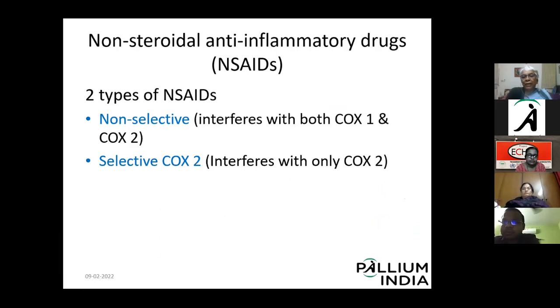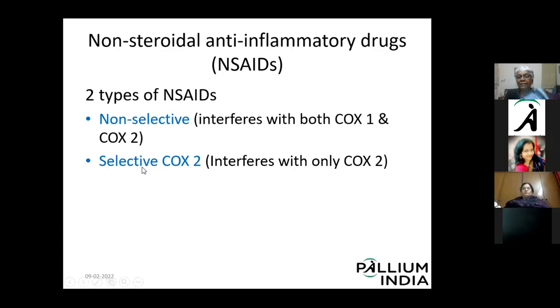So non-steroidal anti-inflammatory drugs are of two types. One is the non-selective NSAIDs, which interfere with both COX-1 and COX-2. Whereas you also have the selective COX-2 inhibitors, which interfere only with COX-2 and do not interfere with the function of COX-1. So it preserves the homeostatic function. It only has the anti-inflammatory function.